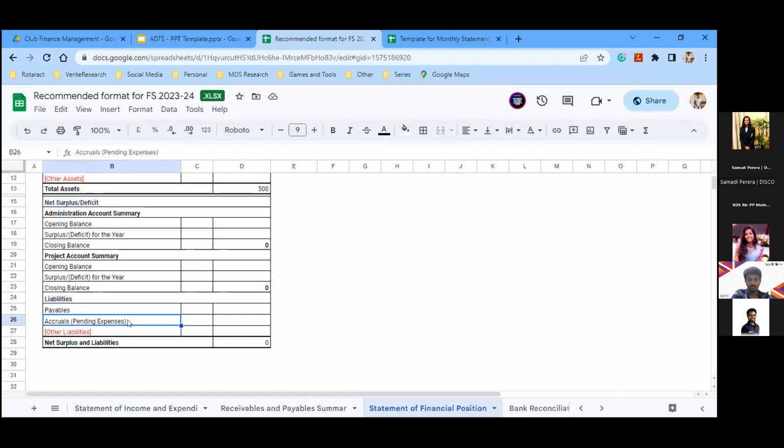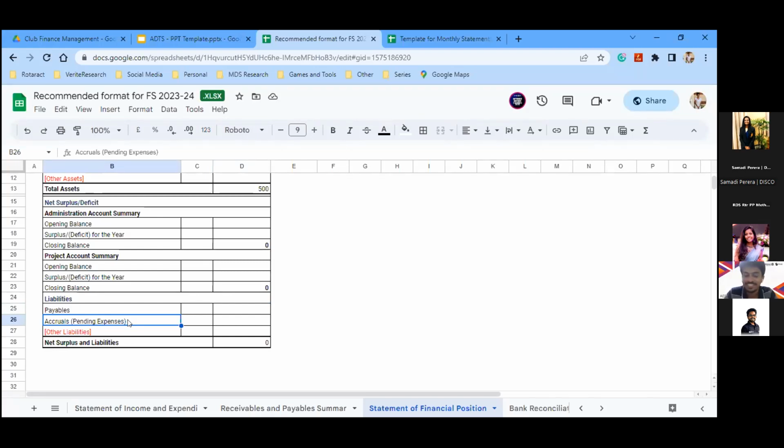So for an example, oh my gosh, can someone, Reshaka, can you give me an example? I know this. Basically it's stuff like the audit fee. Yeah, like stuff like RI dues.